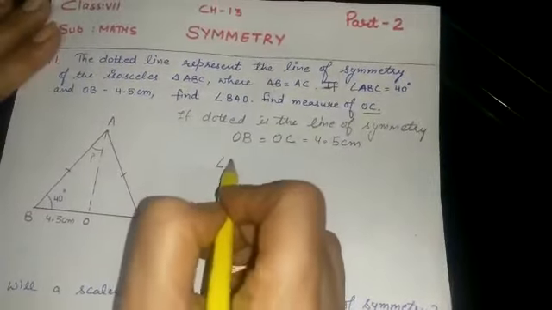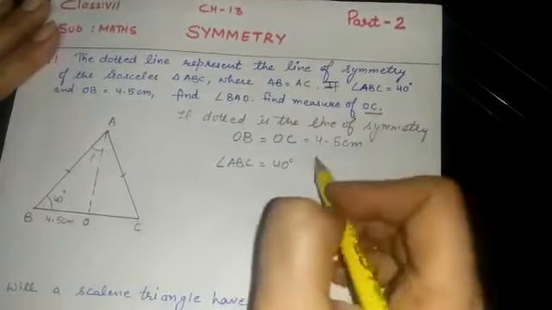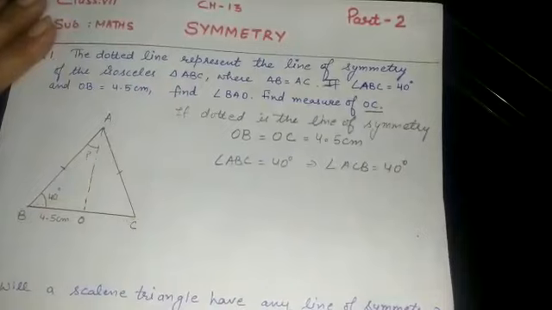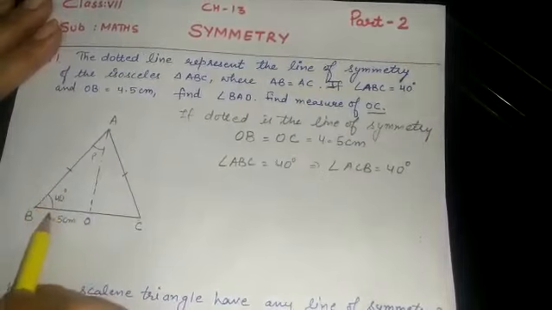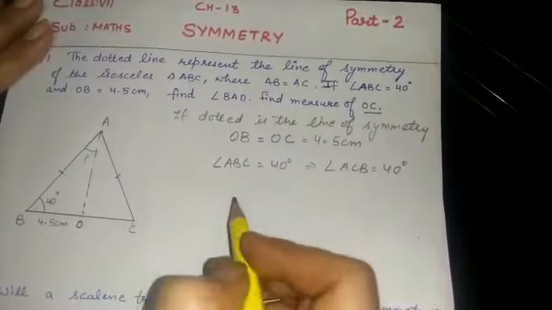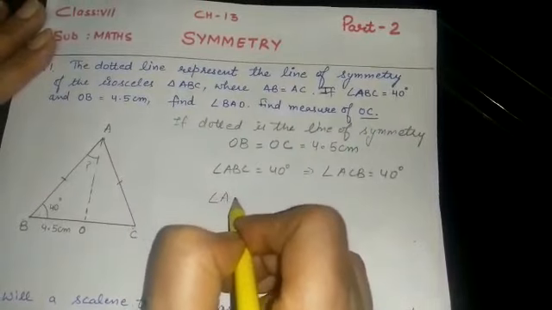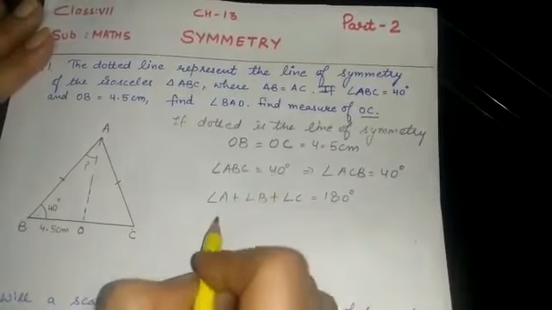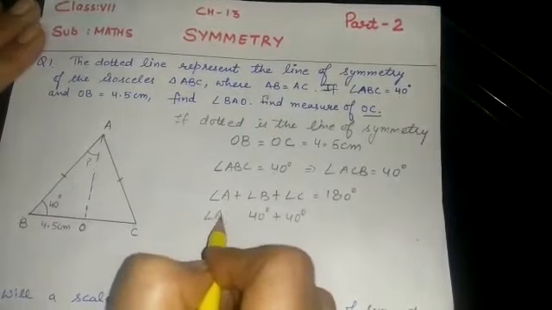Angle ABC is 40 degrees, it is given to us, and if this dotted line is the line of symmetry, then angle ACB is also equal to 40 degrees. Now in this triangle ABC, the sum of the three angles of a triangle is 180 degrees. So you can write angle A plus angle B plus angle C is equal to 180. Angle B is 40 degrees, C is also 40 degrees, and we need to find angle A.